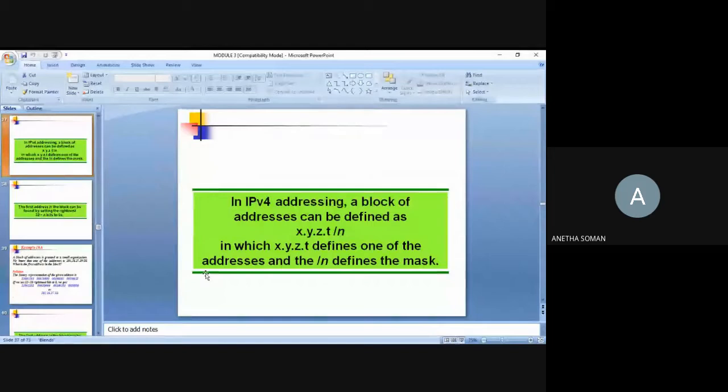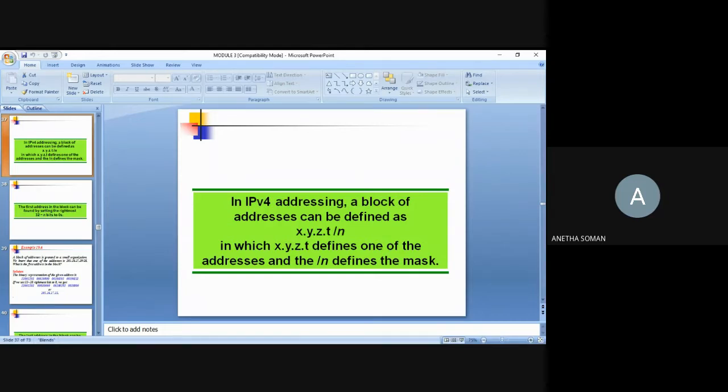Usually an IPv4 block of addresses is defined in the form x.y.z.t/n. In that, /n defines the mask part, and x.y.z.t defines the IP address. So in classless addressing, the addressing format is x.y.z.t/n, where /n is the mask value.